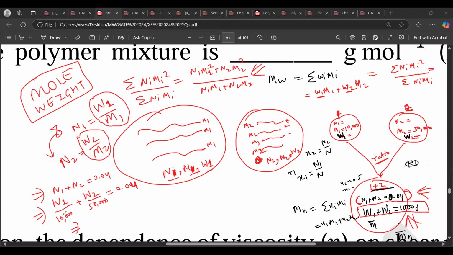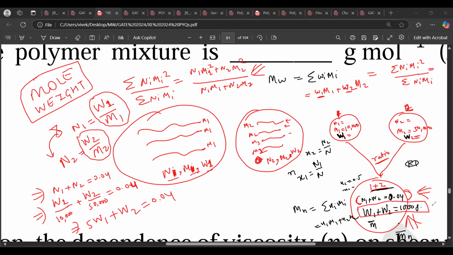So by multiplying 50,000 across the whole equation, I'll get 10,000 and 10,000 will be cancelled out by 5 times. So it becomes 5W1, and 50,000 will cancel out with 50,000. It will become W2 equals 0.05.